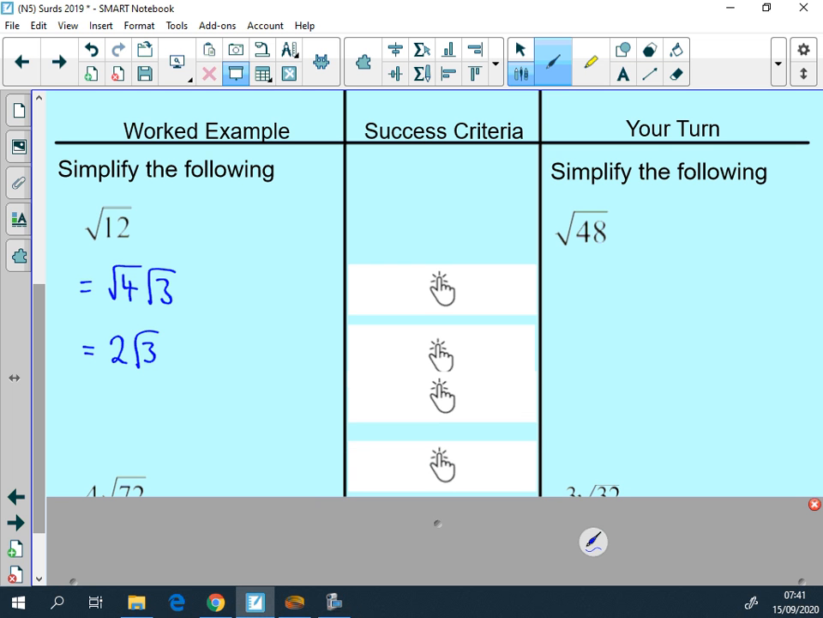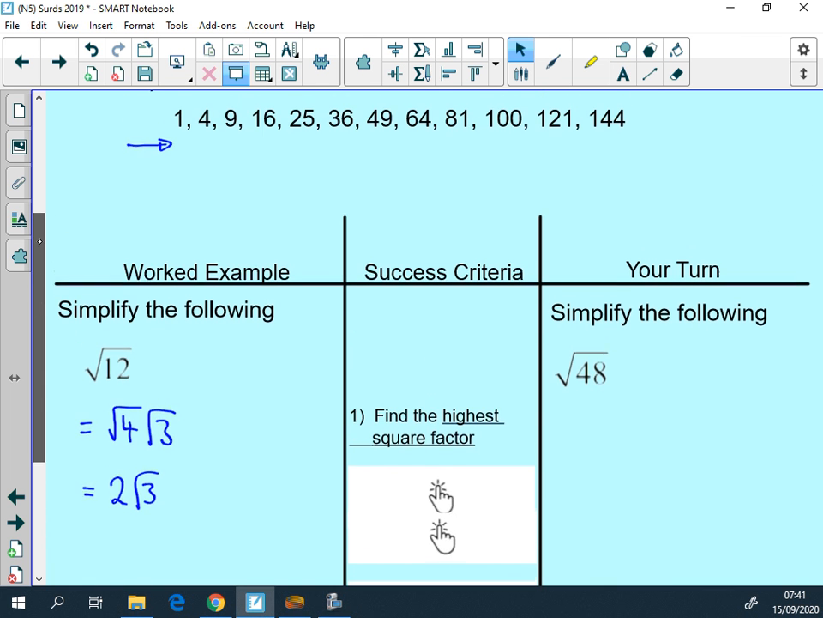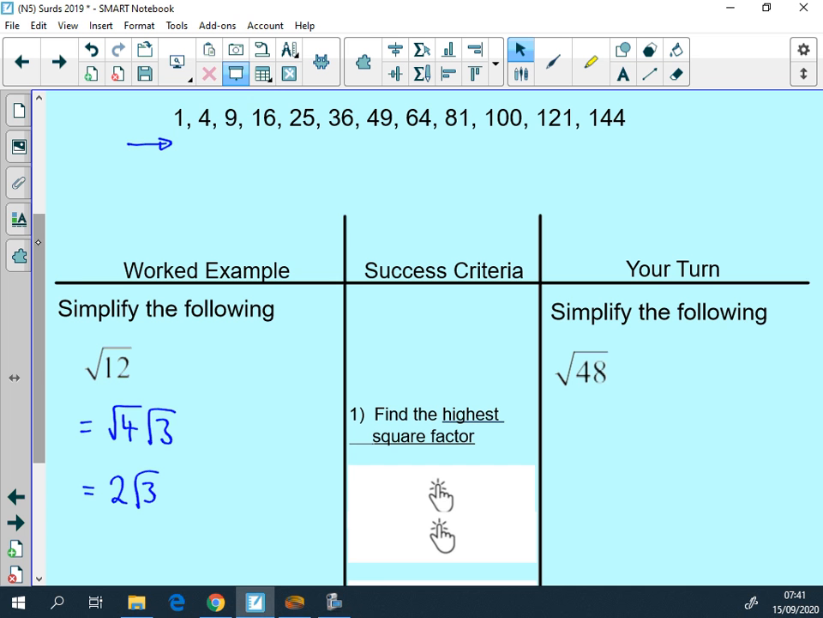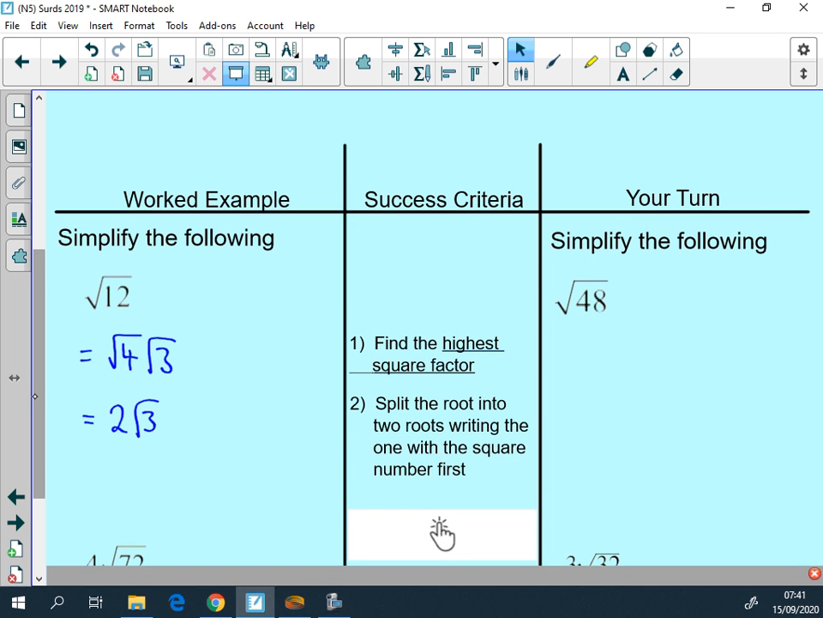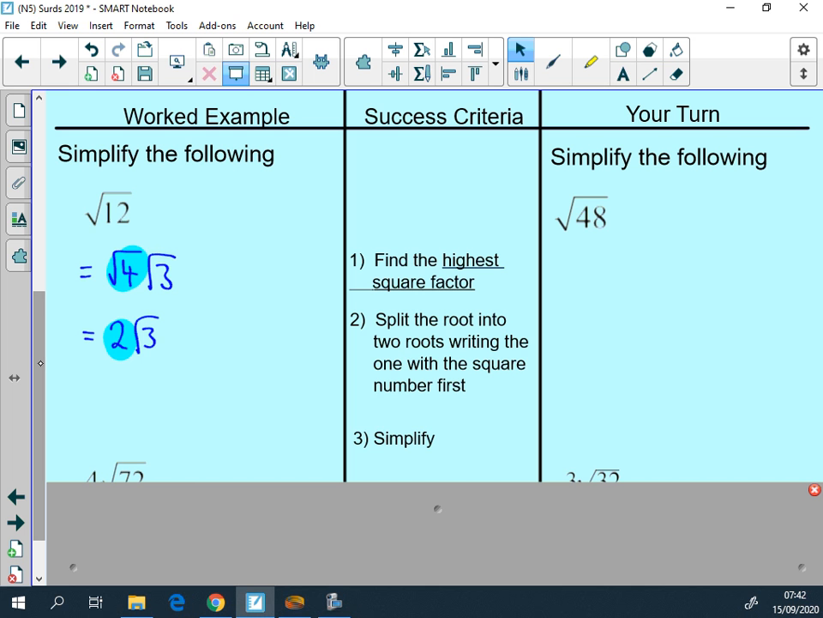So what I'm doing there every time is I'm looking to see the highest square factor. Now, the reason why it's a square factor is because I'm only looking for squared numbers. Once I've found it, I split the root into 2, so that was my root 4 and my root 3, and notice that I put the root 4 first. The thing that is the square goes at the front, because that's the thing that we're going to simplify to just a whole number. And then the last bit, just double check to see if you can simplify. Always double check to see if you can simplify these.